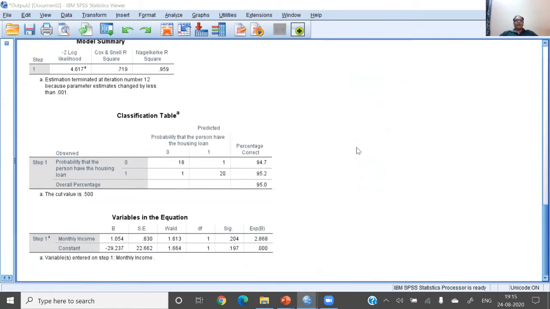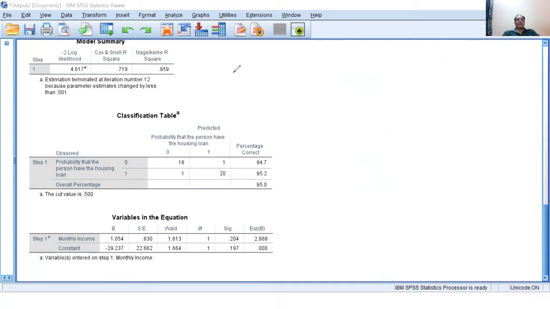So the first value you can see here is known as -2 log likelihood. So what is this value? Actually, in binary logistic, we are not applying the OLS model. We applied the maximum likelihood estimation criteria. Basically, there are two types of regression models. One is OLS and the second is maximum likelihood estimation. It is not a linear model, it is a non-linear model.